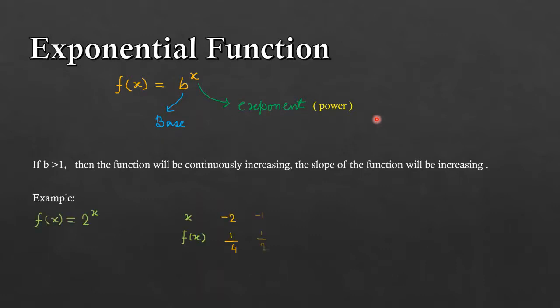So let's take an example. Here we have taken f(x) equals 2 to the power x. With respect to x, we write down all the values. For x equals minus 2, minus 1, 0, 1, 2, 3, and the function goes on, the values will be 1 by 4, 1 by 2, 1, 2, 4, 8. So now let's plot this function.